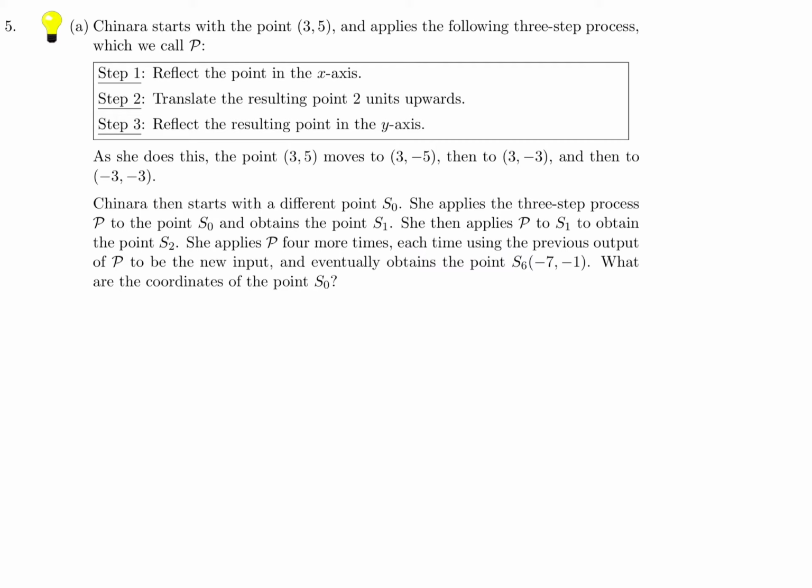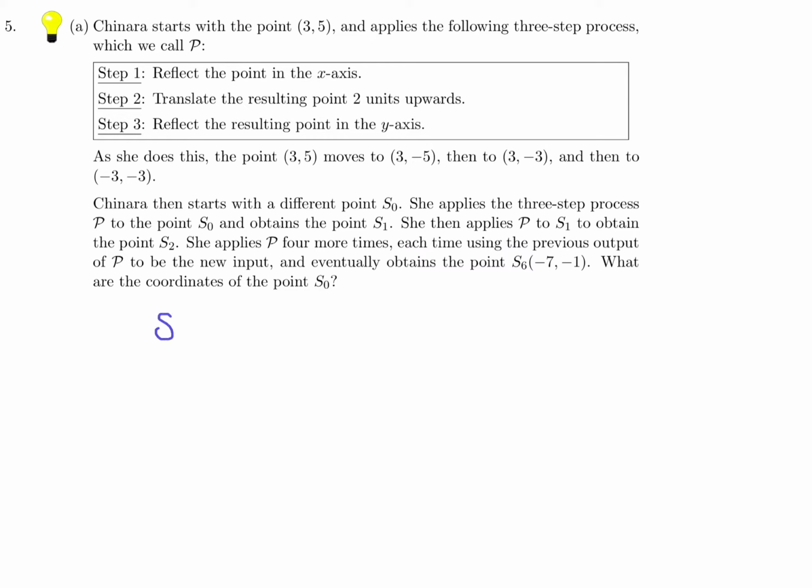Chinara then starts with a different point, S0. She applies the three-step process, P, to point S0 and then obtains the point S1. She then applies P to S1 to obtain the point S2. She applies P 4 more times, each time using the previous output of P as the new input, and eventually obtains the point S6, which is (-7, -1). What are the coordinates of the point S0?